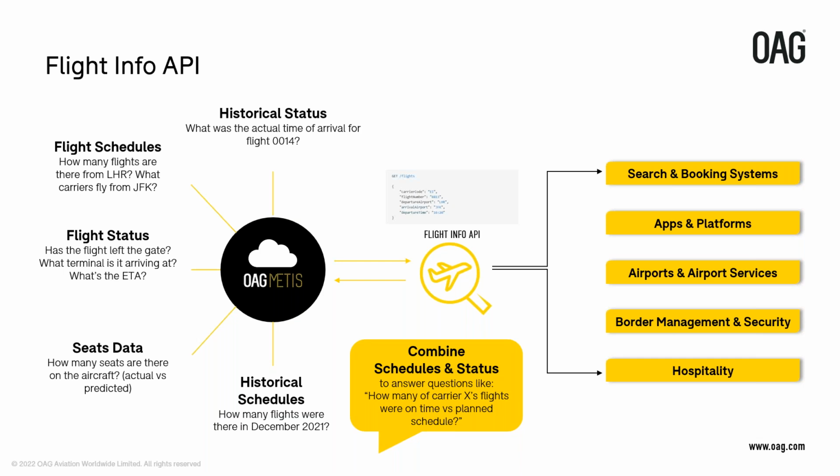We also have the capacity data, so we can understand, from a capacity point of view, the plan versus the actual capacity on a flown flight. And then also some historical schedules too. And of course, the benefit of being able to combine this within one product also allows you to ask slightly more complex questions. So, how many of the carrier's flights were on time today versus the planned schedule?